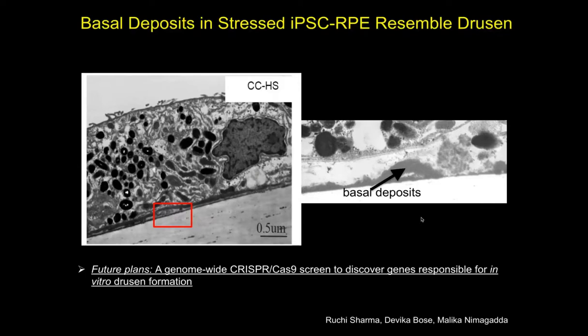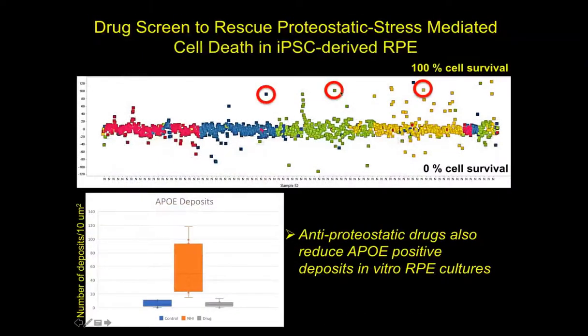So what we did is we ran a drug screen for proteostatic drugs that would actually rescue RPE cells based on the proteostatic stressor, and identified 3 drugs and asked if these 3 drugs that can rescue RPE cells could they also rescue formation of ApoE deposits. And one of the drugs, I think the blue drug here, can actually significantly reduce the amount of ApoE deposits formed in this complement stressor.